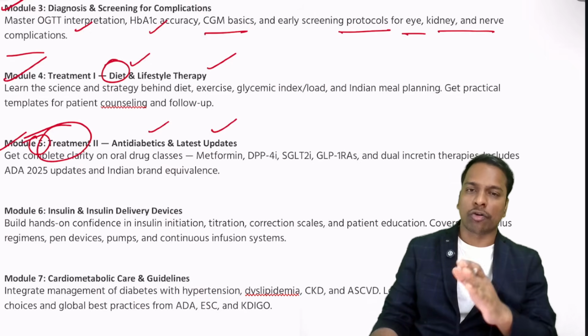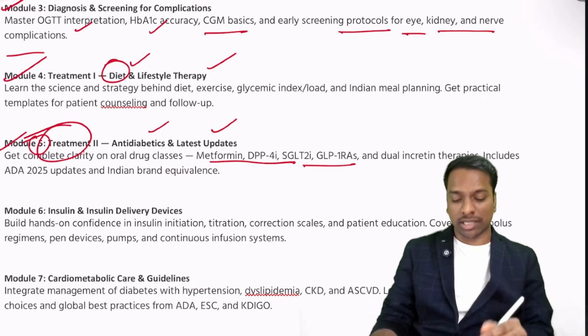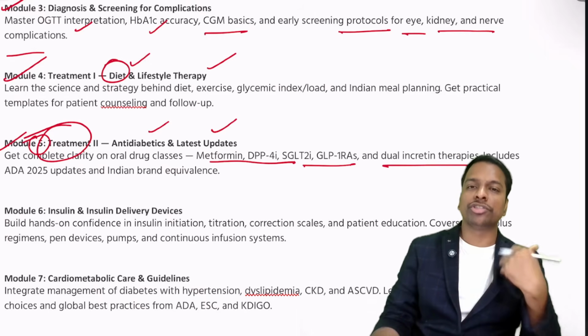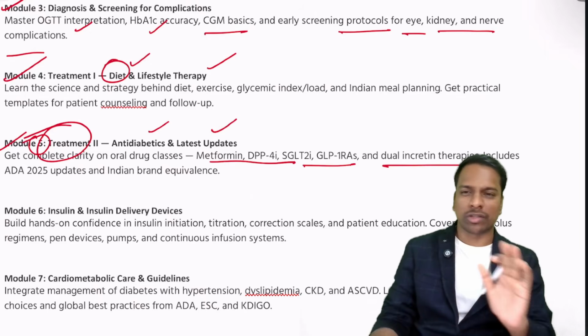Like metformin, DPP4 inhibitors, SGLT2 inhibitors, GLP-1 receptor agonists. All these things, and dual incretin therapies. And what is new in the research or updates in the field of diabetes. All these things will be discussed.